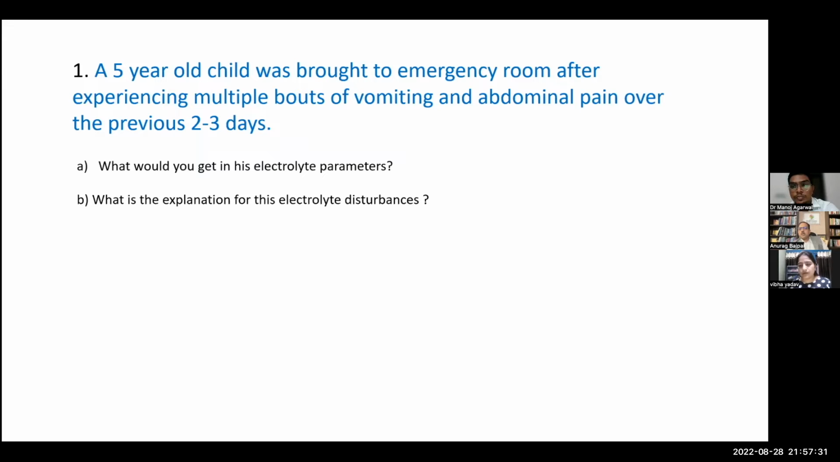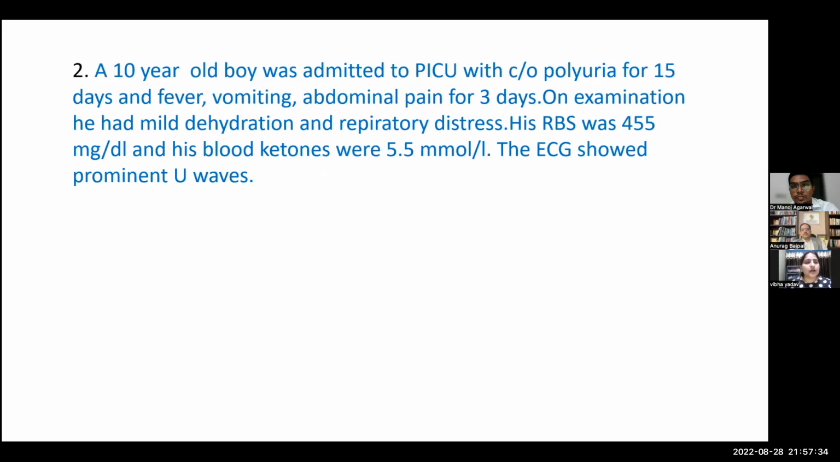So very good. So carry on, Dr. Vibha. Now the second question, a 10-year-old boy was admitted to PICU with the chief complaints of polyuria for 15 days and fever, vomiting and abdominal pain for 3 days. On examination, we found he had mild dehydration and respiratory distress. His RBS was 450 and his blood ketones were 5.5. And his ECG showed prominent U waves. So I think the diagnosis is quite clear, but the question is not the diagnosis. The question is, what is the most likely electrolyte abnormality present in this case?